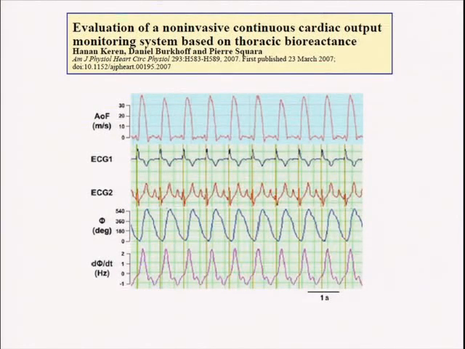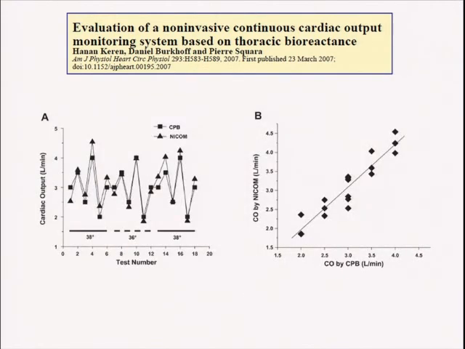So this is one of the first validation studies in which they put a flow probe around the aorta and pulmonary artery. So this is the aortic flow. These are EKG signals. This is the phase shift, and this is the phase shift per time. And you can see how closely it mimics the aortic flow pattern.